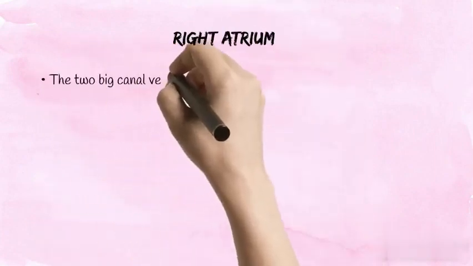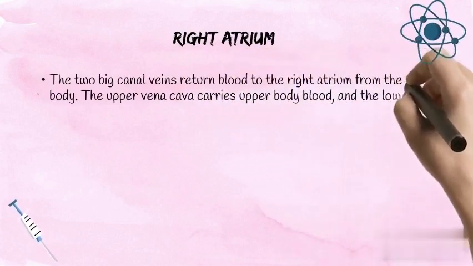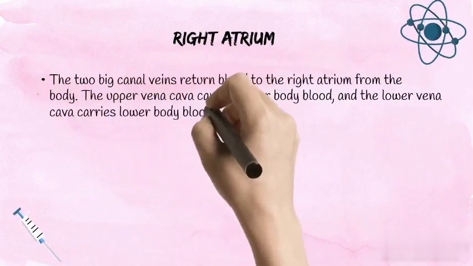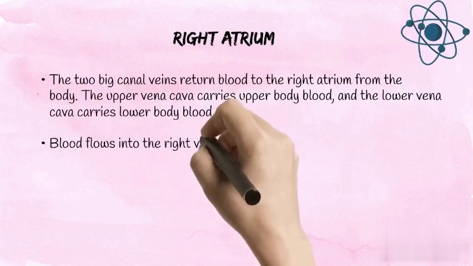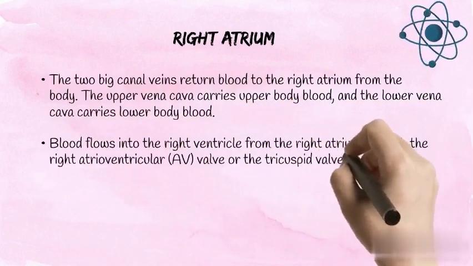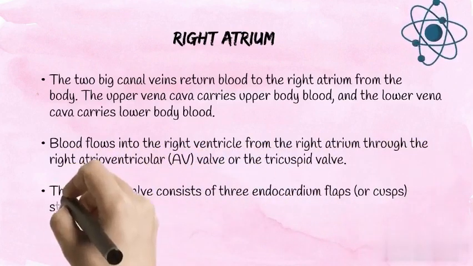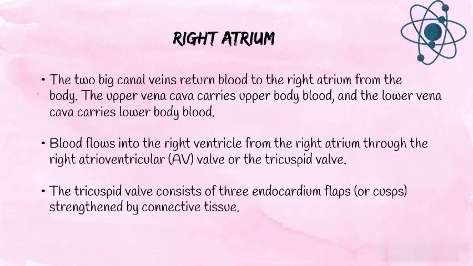Right atrium. The 2 big veins return blood to the right atrium from the body. The superior vena cava carries upper body blood and the inferior vena cava carries lower body blood. Blood flows into the right ventricle from the right atrium through the right atrioventricular valve, or the tricuspid valve. The tricuspid valve consists of 3 endocardium flaps strengthened by connective tissue.